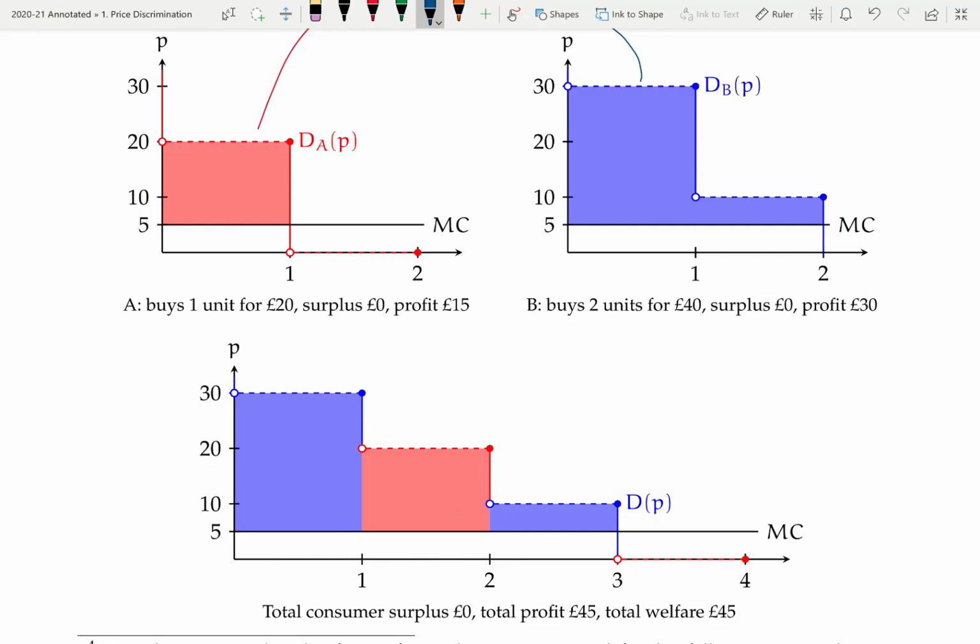So the monopoly is going to be selling 3 units. Its profit is this whole area here. It's getting all of the potential surplus as profit, right? There's no way to increase the profit from here because to sell more units would require selling them below marginal cost. So the total profit and the total welfare are the same here. There's no consumer surplus. Both consumers are paying exactly what they're willing to pay for the amount they're buying. So this is why it's called perfect price discrimination. They can't do any better than this.